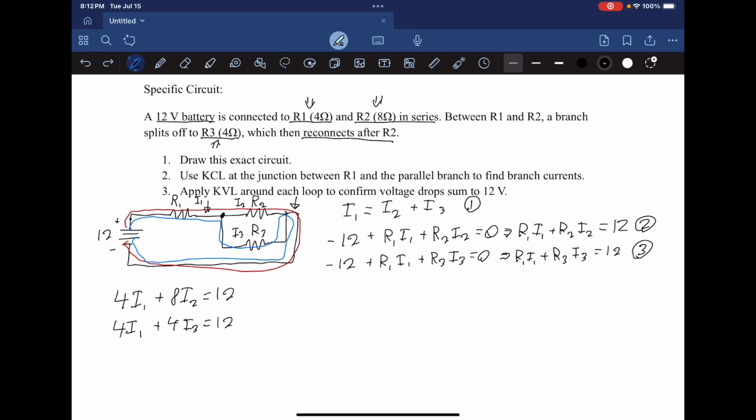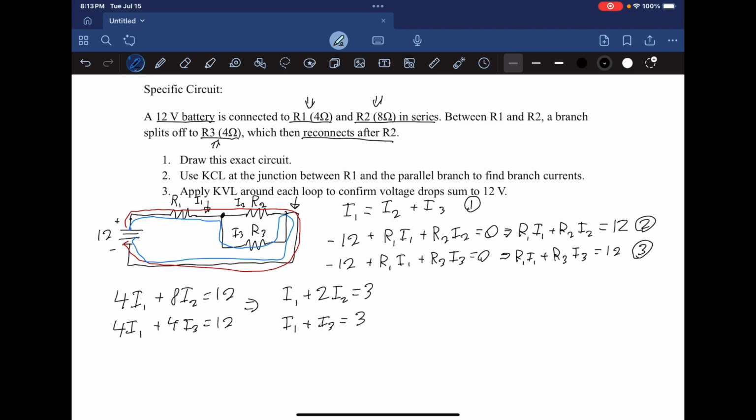So the next thing we're going to do is I'm first going to simplify both of these equations. You'll notice that everything is divisible by 4. So this first equation simplifies to I1 plus 2 I2 equals 3. And this is just done by dividing the whole equation by 4. And then the same thing for the bottom equation, dividing the whole equation by 4, we get I1 plus I3 equals 3.